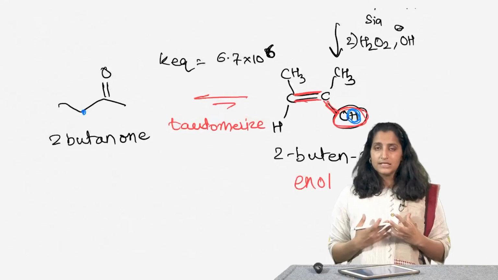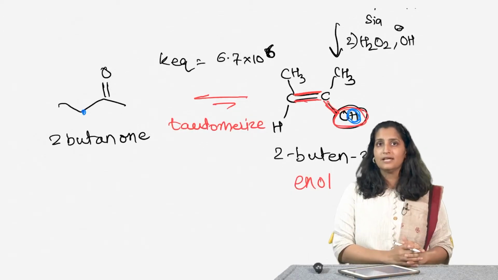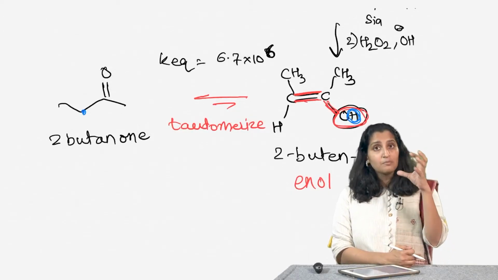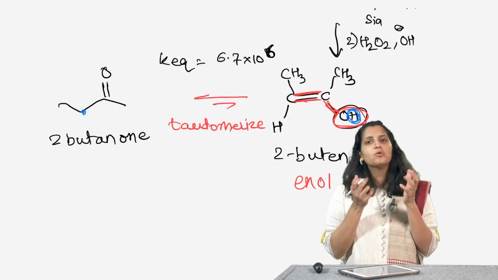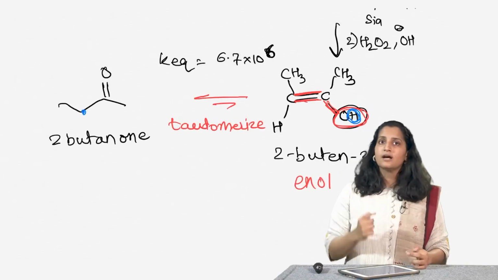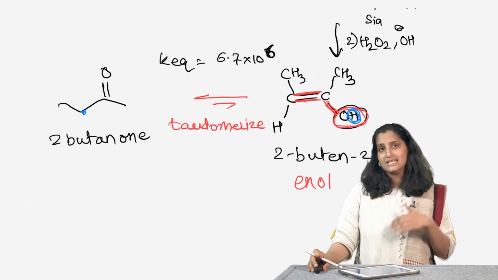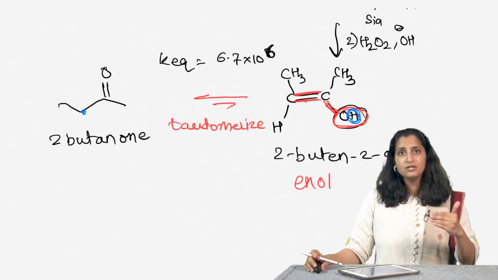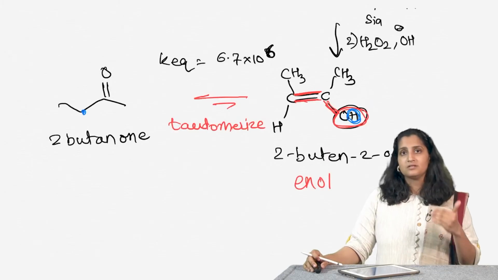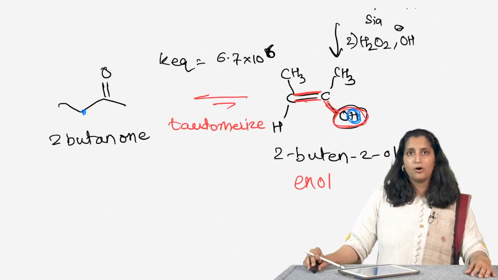Okay. The reason why keto forms get isolated is because they are more stable than the enol form, because the carbon oxygen pi bond is generally stronger, energetically more stable than the carbon carbon double bond. Okay. So, what you will see is that even in the next reaction, once the enol forms, the enol will get tautomerized to form the corresponding keto form.